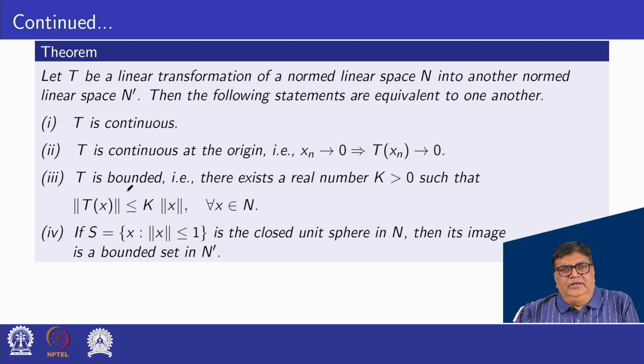Third, T is bounded, that is, there exists a real number k greater than 0, a positive constant, such that norm Tx is less than or equal to k norm x for all x belonging to N. Fourth, if S equal to the set of x with norm x less than or equal to 1 is the closed unit sphere in N, then its image is a bounded set in N dash. Okay, so we have to prove these conditions are equivalent. Proof.